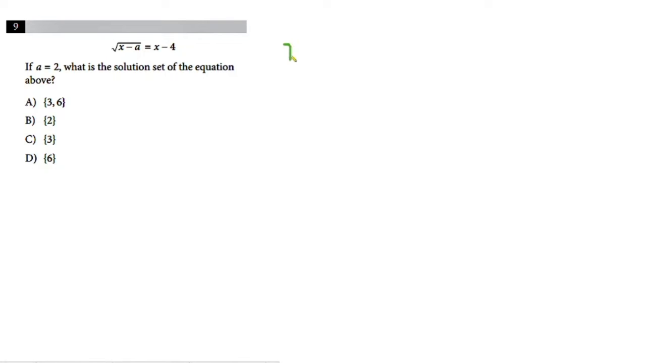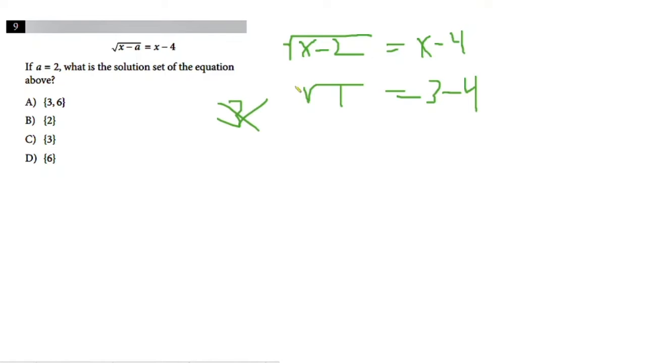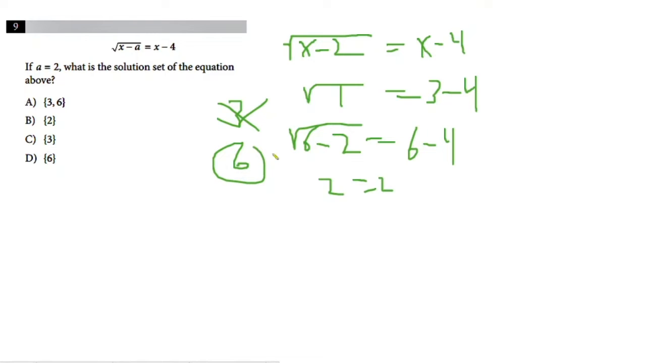So it becomes square root of x minus 2 equals y minus 4. Now, the best thing to do is just plug in the answers. So we plug in 3. We have square root of 1 equals 3 minus 4. So 1 equals negative 1, so 3 does not work. We plug in 6. We have the square root. I think this one works. So then we get 2 equals 2. So 6 works. It's probably the only solution.